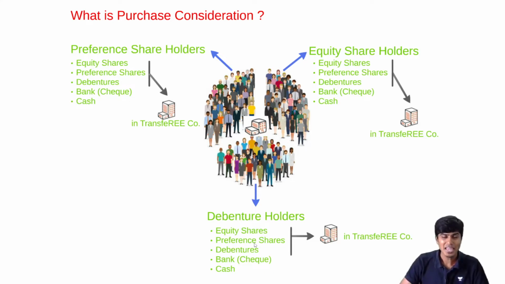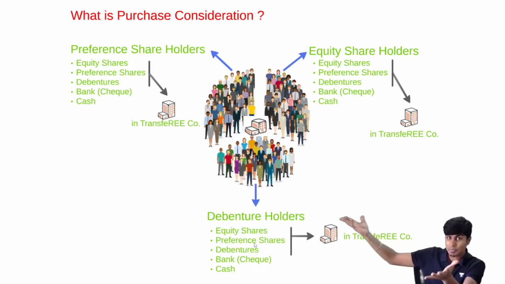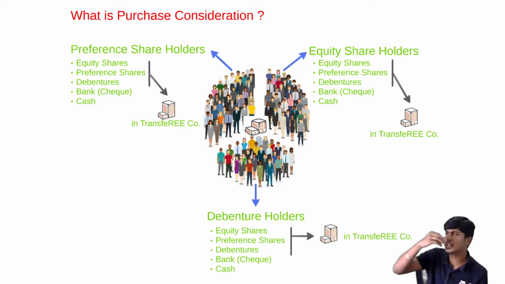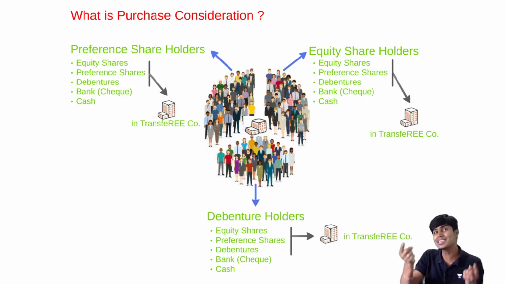What is PC? Is everything given to every other person PC, or is it the things given to only equity shareholders that are PC, or is it the things given to equity shareholders and preference shareholders that are PC, or is it like what we give that matters, like only equity shares given, whether it is to equity shareholders, preference shareholders, or debenture holders? Is that PC? That is the question.